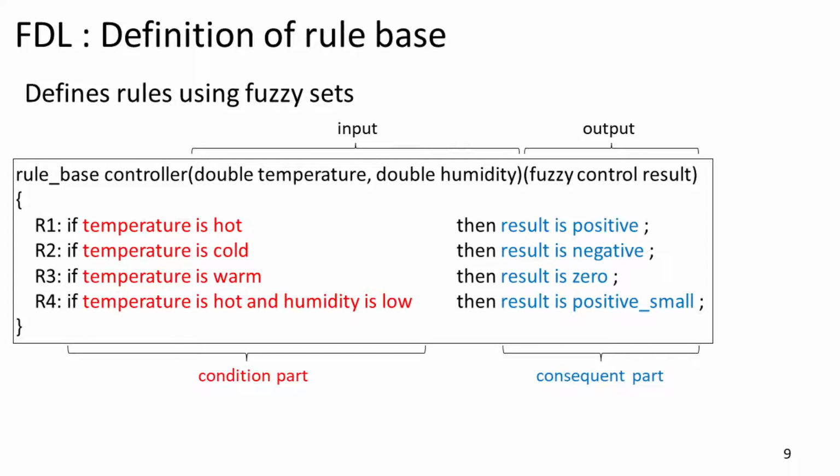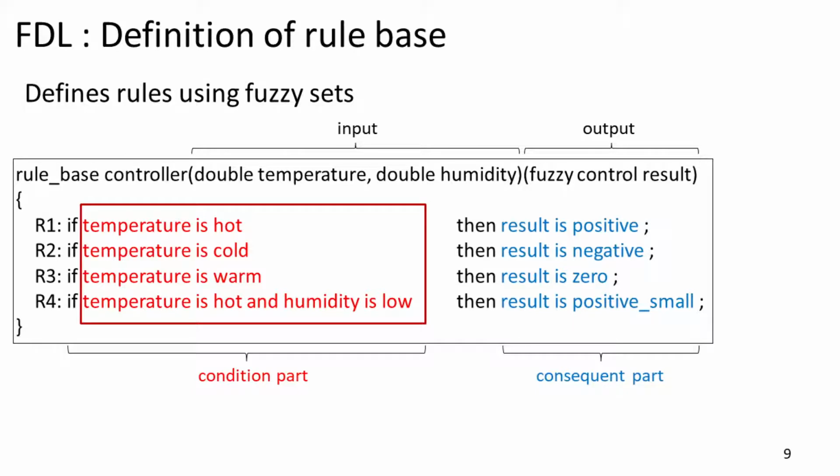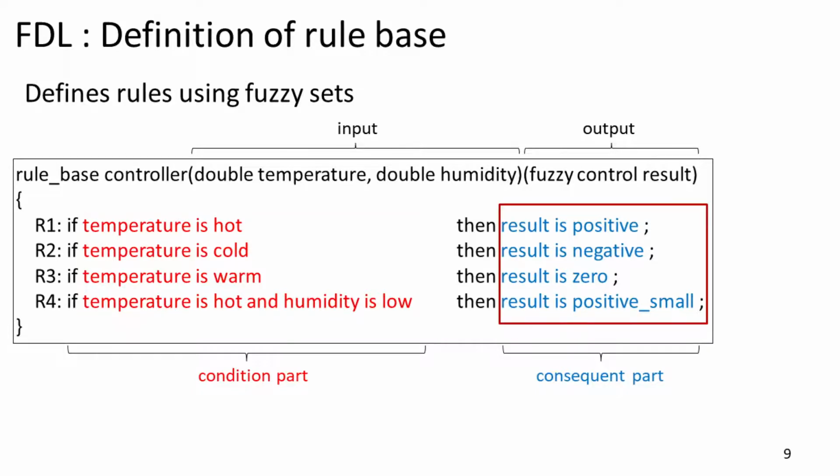The last part is definition of rule base. This part defines fuzzy rules using fuzzy sets. Words in the first and second parentheses are input and output elements respectively. The second line and after are if-then type rules. For each rule, the condition part is shown in red and the consequent part is shown in blue.